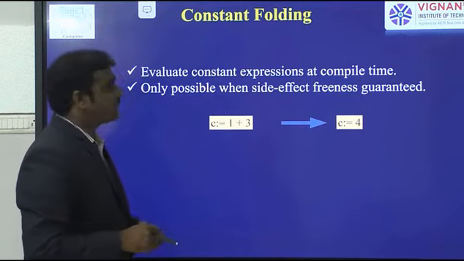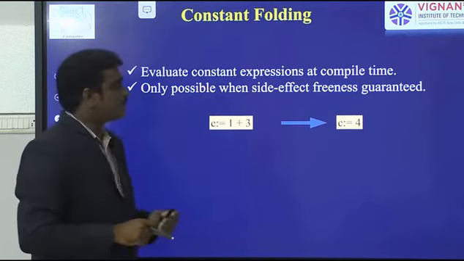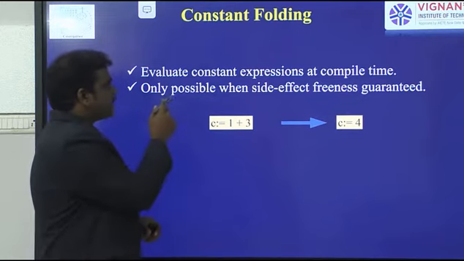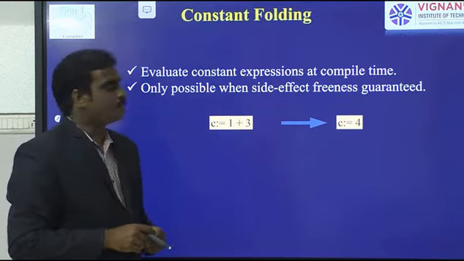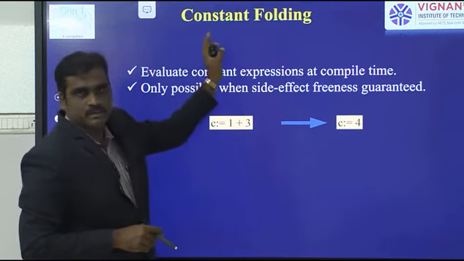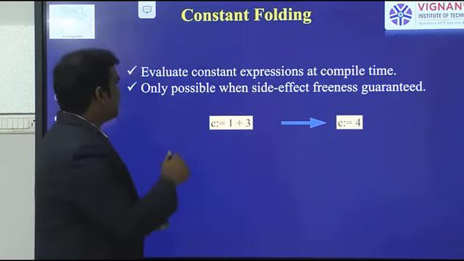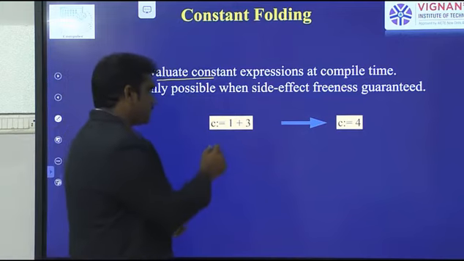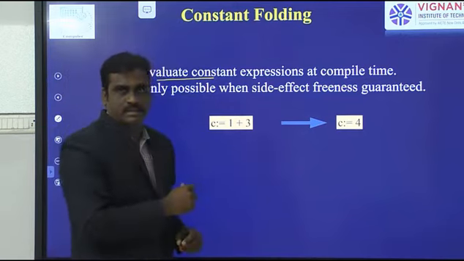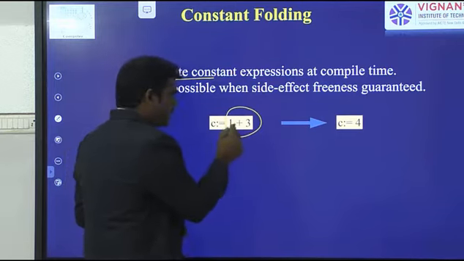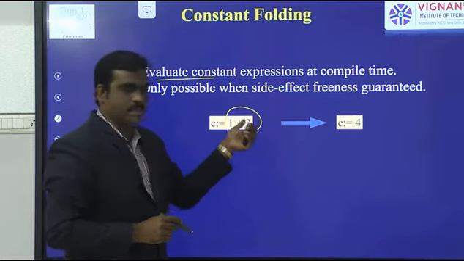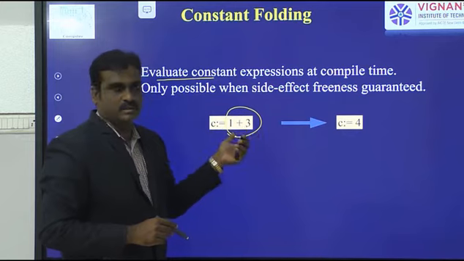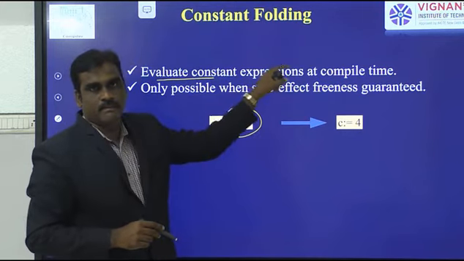The first one is constant folding. It is one of the optimization techniques. Constant folding evaluates constant expressions at compile time. As the name itself says, constant folding, it evaluates constant expressions. A constant expression means, for example, take the statement C equal to 1 plus 3. It is an expression with constants, 1 plus 3.